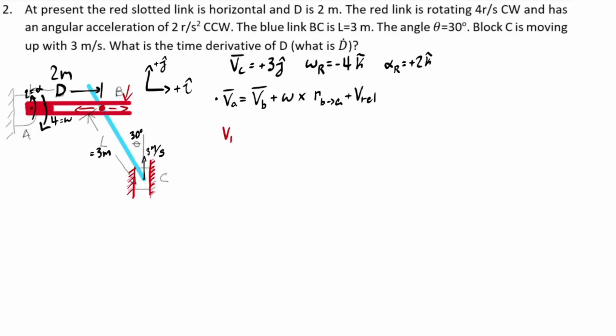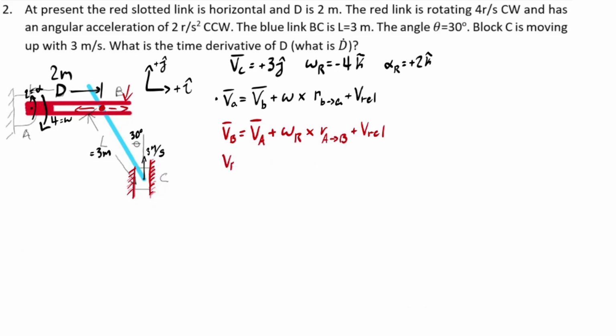So let's do that. My velocity of B, that vector, is equivalent to the velocity of A, the other point I'm talking about, plus the angular velocity of the body they share, which is the red link, cross the r, or the position vector from A to B, and then plus any relative velocity terms they may have. All right, so let's start filling in values.